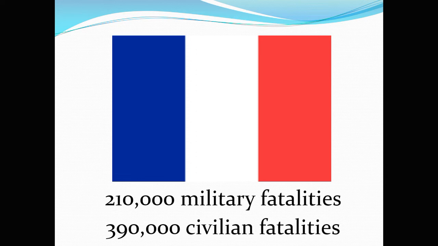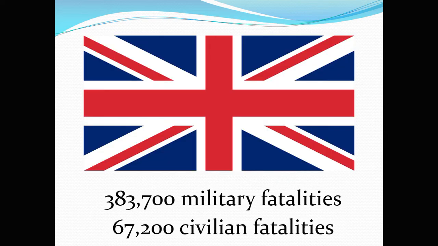So here we first start with France. France had over 200,000 military fatalities and almost 400,000 civilian fatalities. That reflects the fact, of course, that France was defeated quite quickly, but France was occupied by the Nazis for several years. So that's why there's more civilian casualties than military ones. The United Kingdom obviously has more military fatalities, almost 400,000, and 67,000 civilian fatalities. Most of those fatalities, of course, came from the Nazi Blitz against Britain.